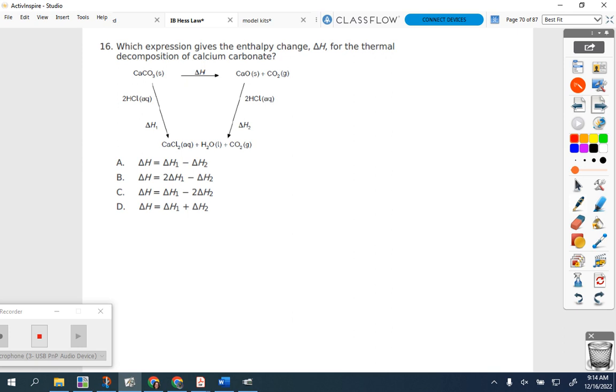16. So, here's an excellent chance for us to practice our enthalpy cycle skills. The thermal decomposition of calcium carbonate is this top reaction. That's our target. Calcium carbonate, heat is being added. It's becoming calcium oxide and carbon dioxide. We don't know the delta H for that, but we do know the delta H's for reacting both our reactants and our products with hydrochloric acid.